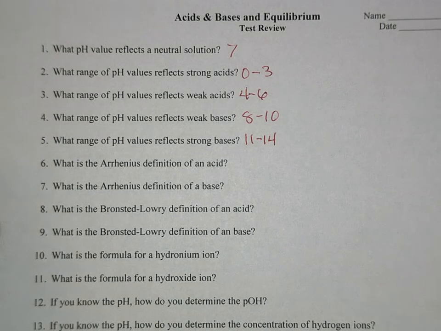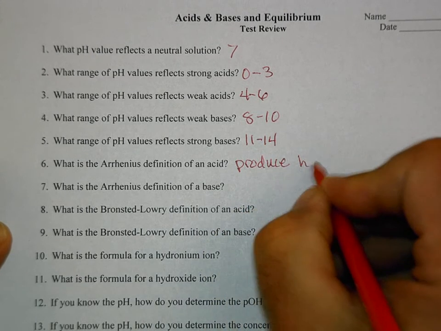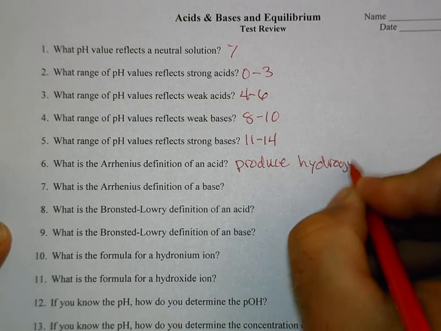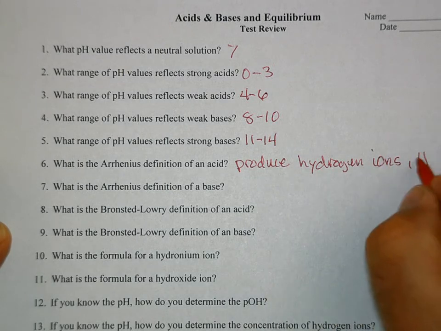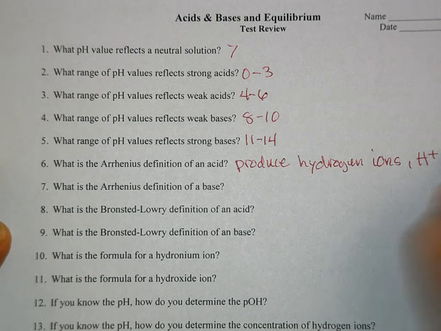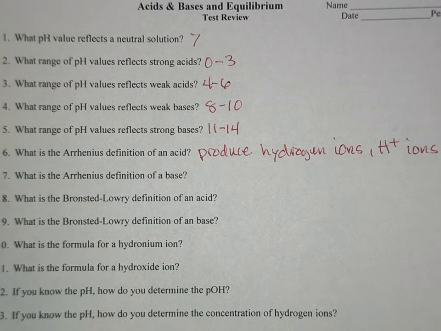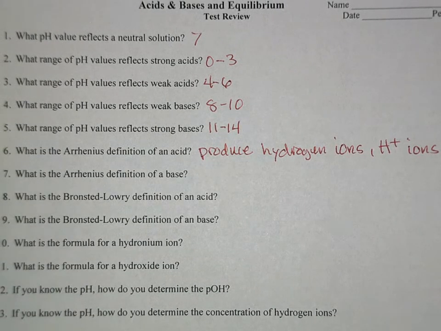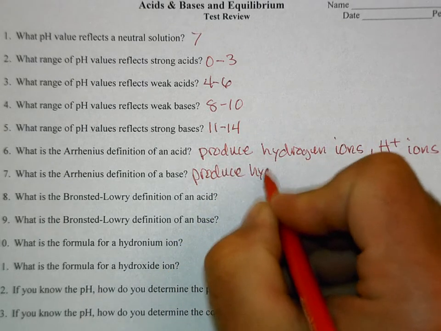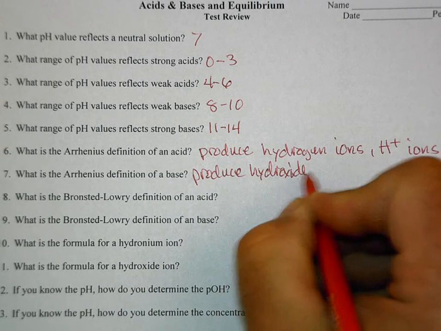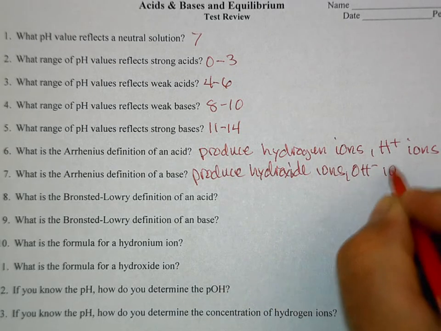Arrhenius definition of an acid: produces hydrogen ions, which are H plus ions. Base: produces hydroxide ions, which are OH minus ions.